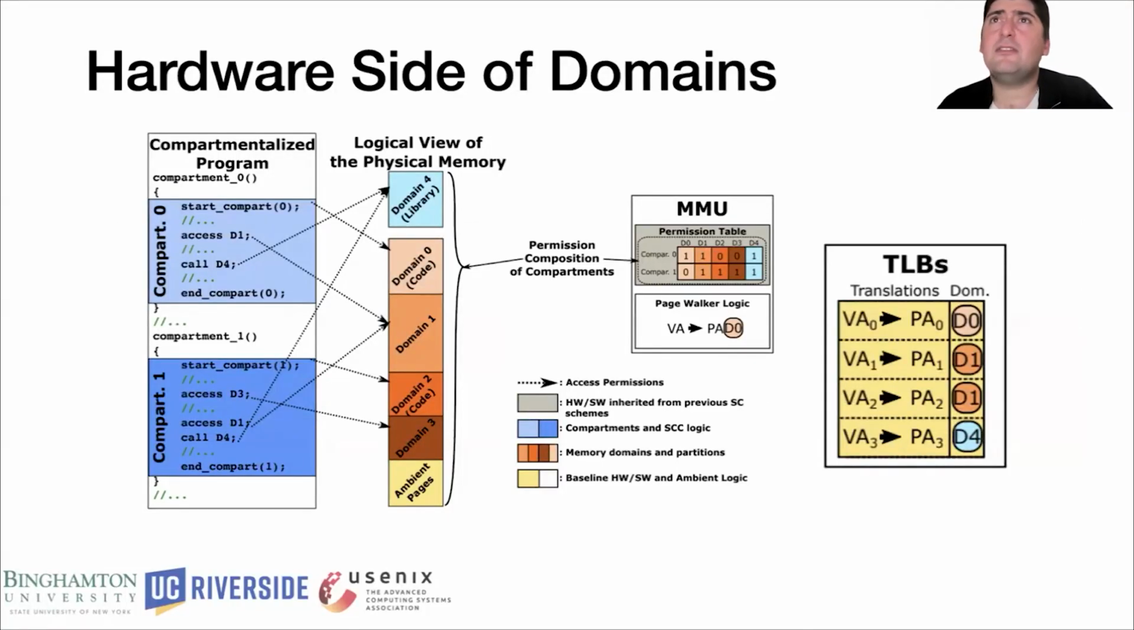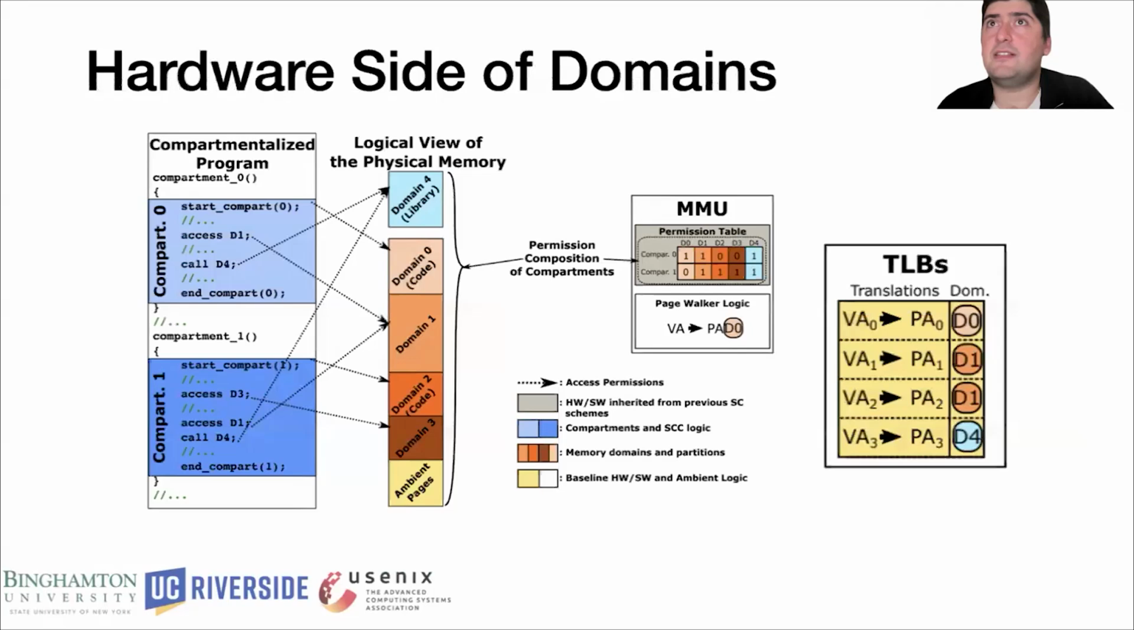In this paper, we exclusively consider compartmentalized architectures where domains have page-level granularity, where every page belongs to a single domain. Such systems often require hardware changes. The memory management unit, or the MMU, for example, is provisioned with a permission table that retains which compartments have which access rights to which domains.